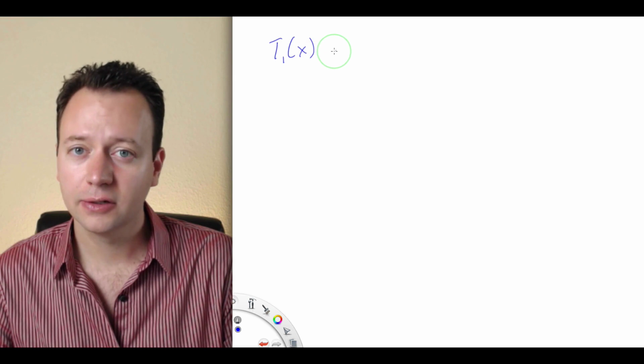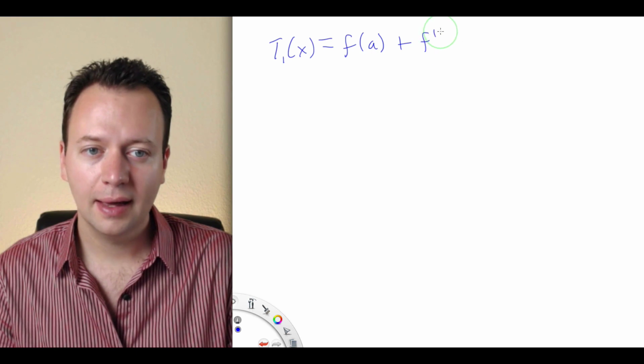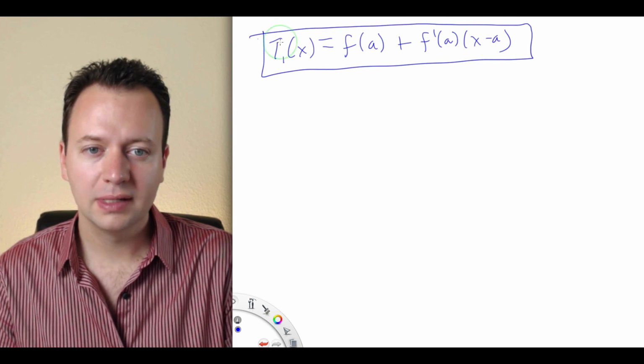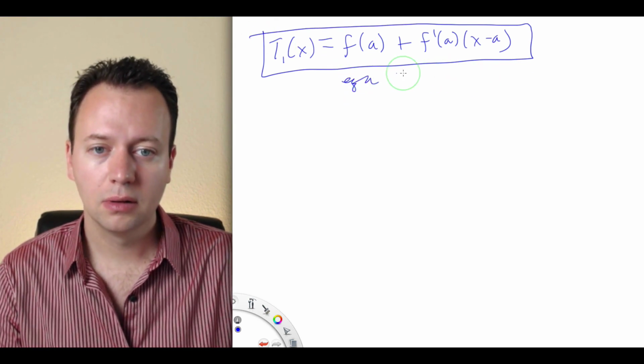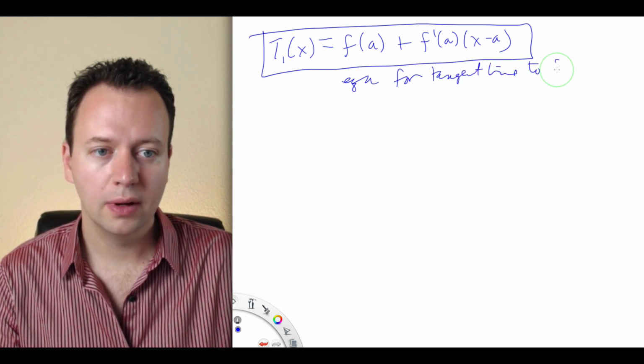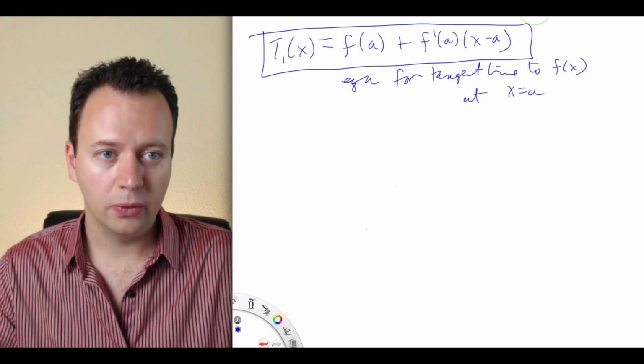We previously saw how to do a linear approximation of a function near a given point using the tangent line of the function at that point. So in particular, the linear approximation, which we call T1 of x, this is just the equation for the tangent line, is equal to f of a plus f prime of a times x minus a. So this is exactly the equation for the tangent line to f of x at x is equal to a. And this makes sense for the following reason.